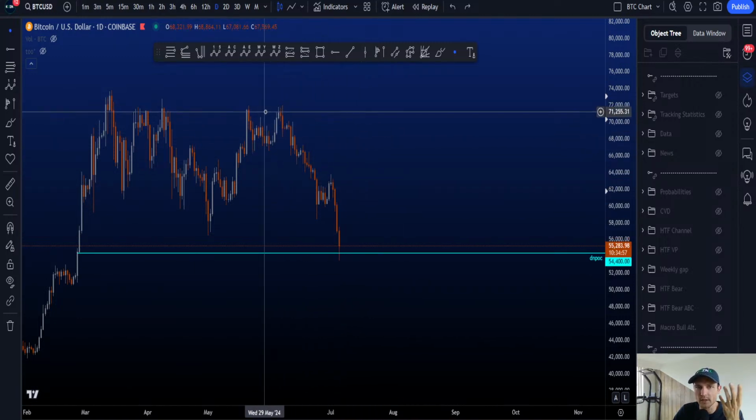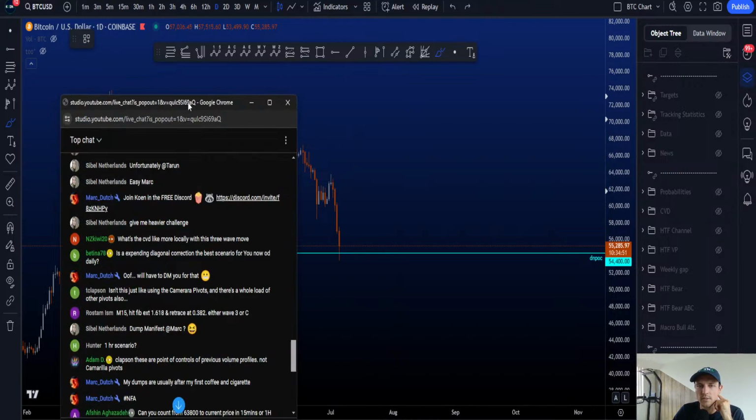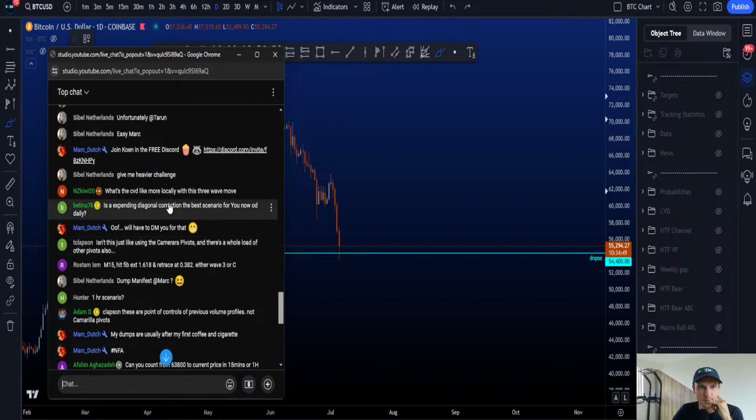So that means diagonals or impulsive structures. Now the subwaves, it takes a little bit of work. We would need to have a look on the lower time frames.